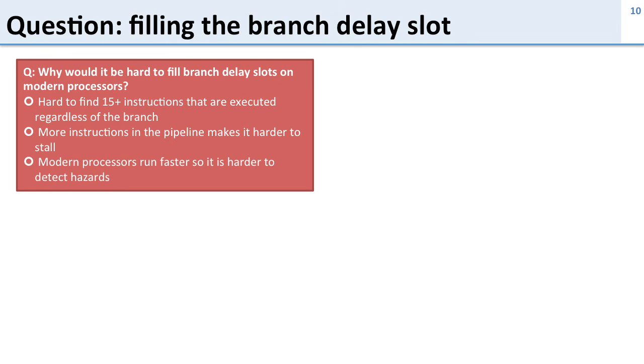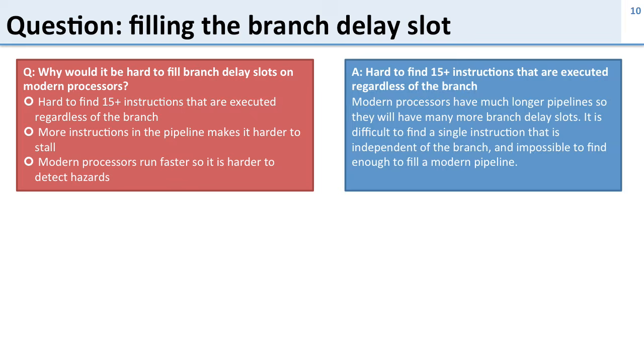So a question: why would it be hard to fill the branch delay slot on a modern processor? Well, the answer to this is that it's hard to find a whole bunch of instructions that are executed regardless of the branch. On modern processors, we have much longer pipelines, and that means we need many more branch delay slots. We've seen that it's hard to find a single instruction to fill a branch delay slot. If you need to find 15 for every branch, it's going to be impossible. Programs just don't have enough instructions that are independent of branches to be able to fill that many and that long a branch delay slot.